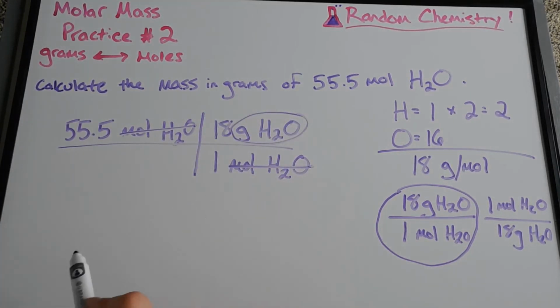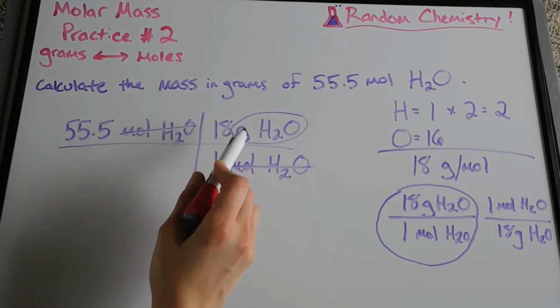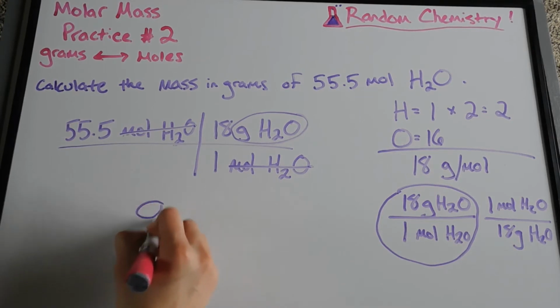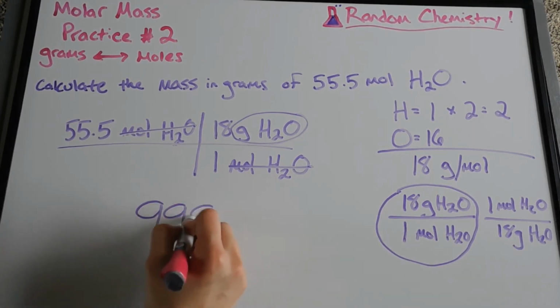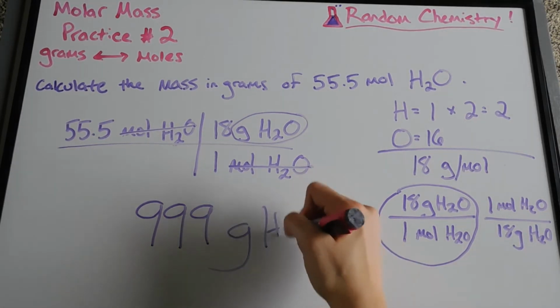So now I just do my math: 55.5 times 18 divided by 1. If you put that in your calculator, that's going to give you 999 grams of H2O.